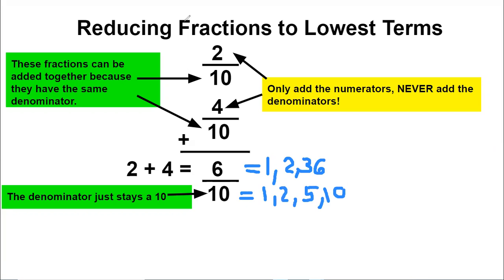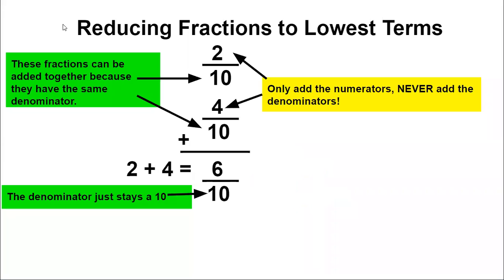Let's pick a different color here. I don't know, let's use orange. I don't use orange very often. Let's have some fun. So we have common factors of 1, common factors of 2, and that's it. Which one is the greatest, 1 or 2? 2 is the greatest. So we're going to divide the top number 6 by 2 and the bottom number 10 by 2.